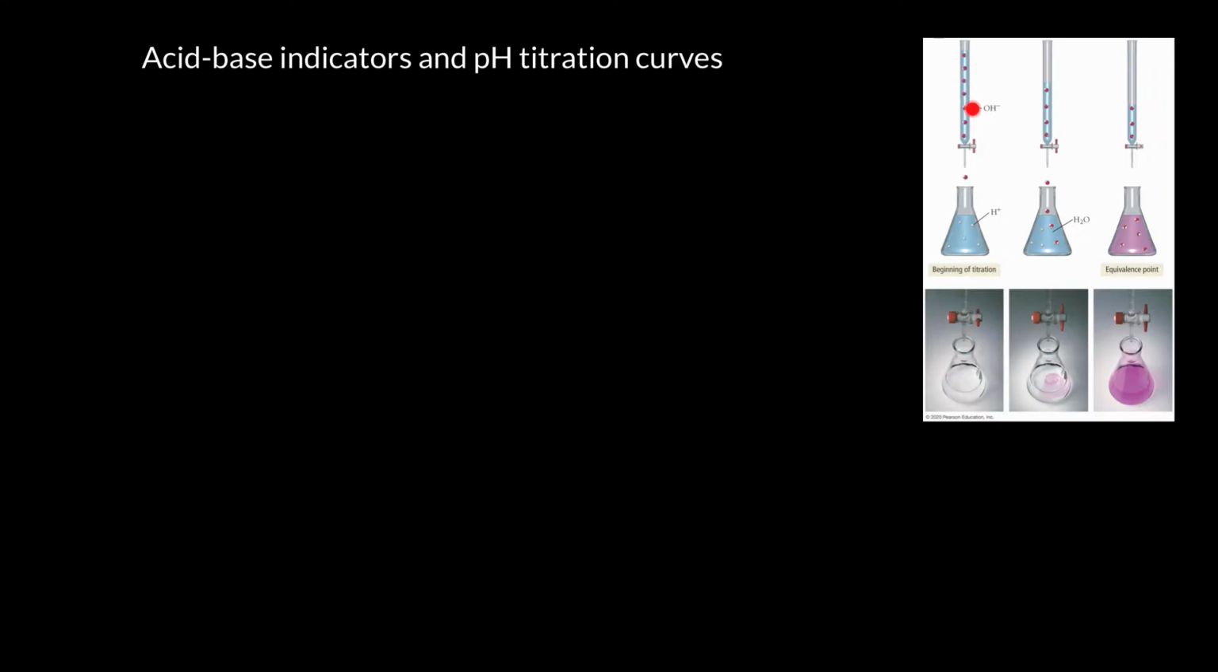Then as we underwent the titration, we added drops and drops of this basic solution out of the burette, and it would neutralize the acid. And the question is, how do we know when it's neutralized the acid? And the answer is, well, we don't. If we could see the molecules, of course, we could tell. Of course, we can't. So we normally add something called an indicator.